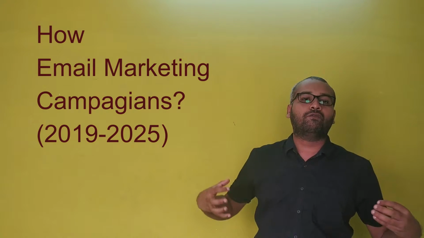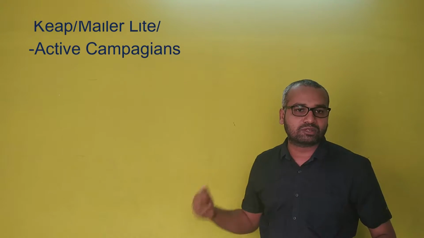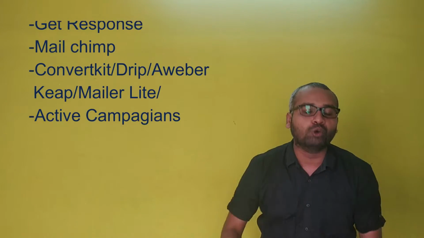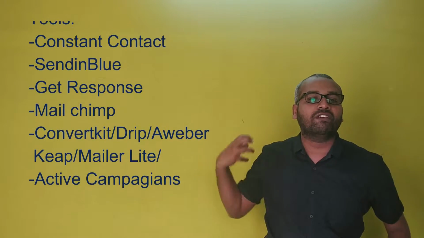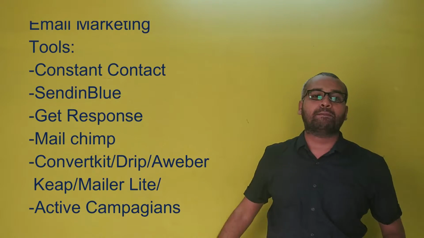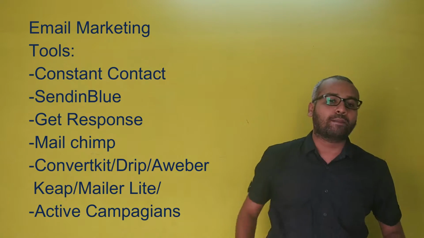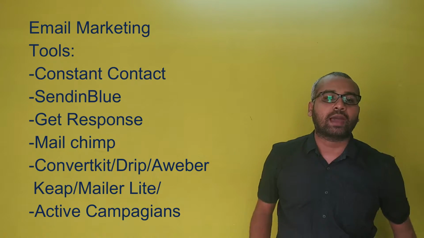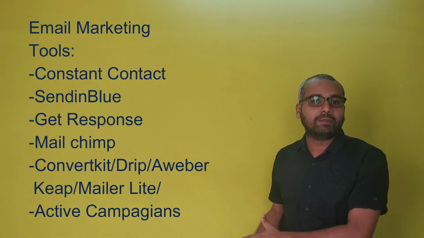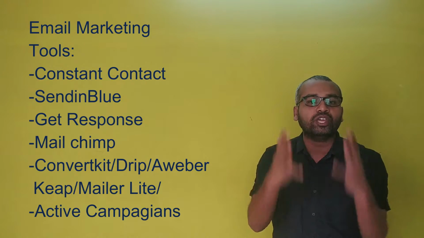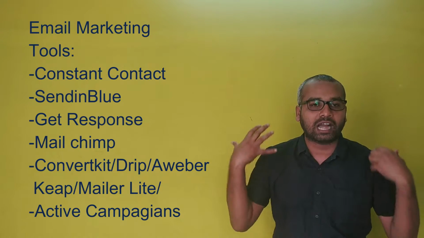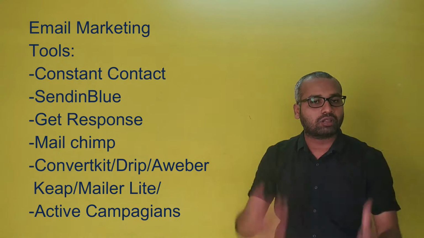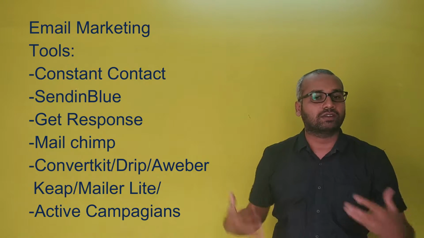This is a checklist which contains a few tools for email marketing, like Constant Contact. This is the first tool which helps you do email marketing. Sendinblue is another marketing tool which does very well for running email marketing campaigns. And GetResponse, EmailChamp, ConvertKit, Drip, AWeber, Keap, MailerLite, ActiveCampaign. These are a few email marketing tools which help you do email marketing well and drive better results for your organization and services. Which works for me, try this, it will work for you.